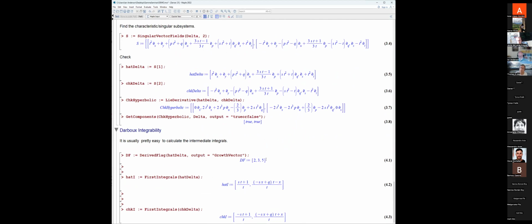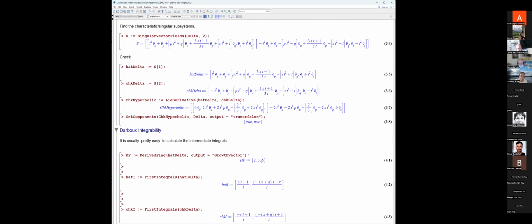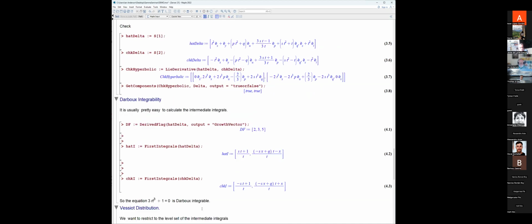So I want to stress that. Sometimes you might have something so complicated you can't find the first integrals, but you can still find out how many there are. There's a command in the differential systems package called first integrals, and here are the first integrals for the hat system, and here are the first integrals for the check system. Okay.